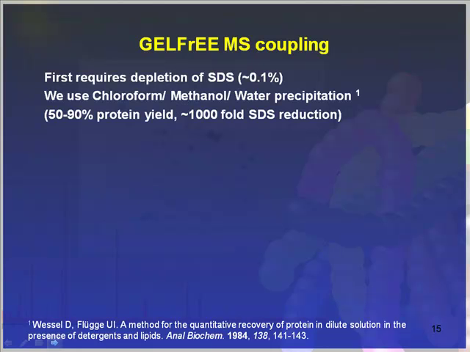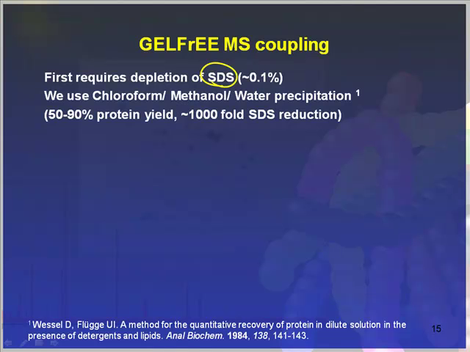Coupling GELFrEE to mass spectrometry, the key here to realize is that the SDS in the sample will, of course, affect mass spectrometry analysis. So this being SDS-PAGE, the samples themselves are collected in the running buffer, the Tris-glycine buffer system that we use with SDS at 0.1% or higher. And of course, we can't do direct coupling to mass spectrometry because of the SDS in the sample. So you need to consider how to remove that SDS. And there are several methods available to do so.